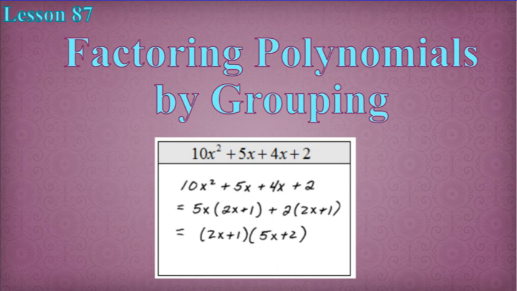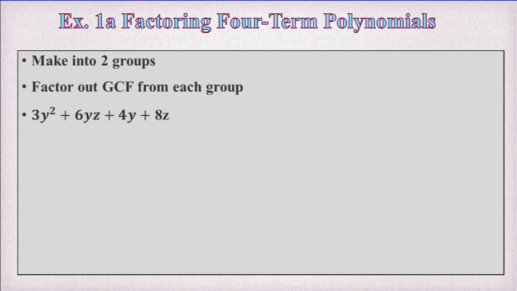Lesson 87, Factoring Polynomials by Grouping. Our first set of problems, we're factoring four-term polynomials. So we've already practiced where we had a coefficient bigger than 1 in front of our x squared, and we had to do a little bit of grouping there. And we ended up with four terms, which we turned into two binomials.